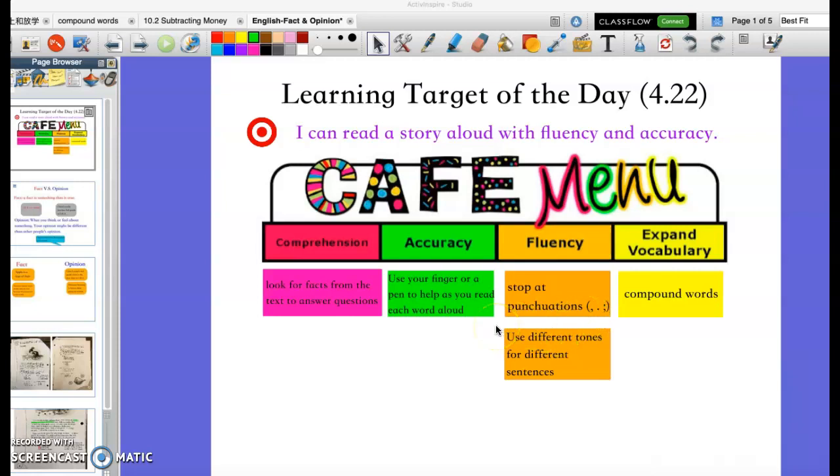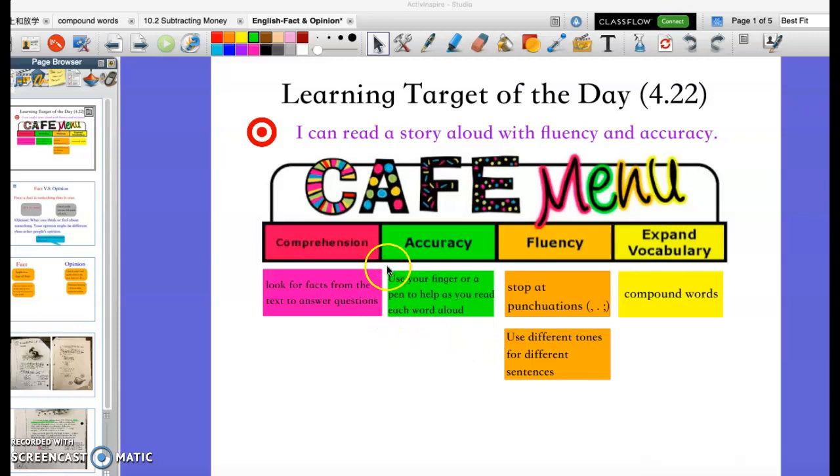And then the second strategy we're going to try is use different tones for different sentences and words. So for example, when you're reading, you're not going to just be like, this is a book about dogs, right? That's very boring. I don't think I would want to listen to your reading if you're just going like that, like a robot, right? So you're going to use different tones, high, low, different voices for different sentences. This is a little bit hard, but with some practice, we can figure out together what kind of tones we would like to use for different words, different sentences, and different characters.